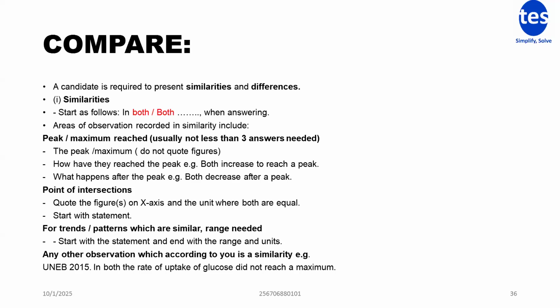Let me start from concentration. If it is a concentration on the x-axis, then you describe in terms of low, moderate, and high concentration. For example, you say that at low concentrations, the rate of breakdown of starch increases rapidly or increases gradually. At moderate concentration, the rate of breakdown of starch increases rapidly. At high concentration, the rate of breakdown of starch increases gradually, like that.